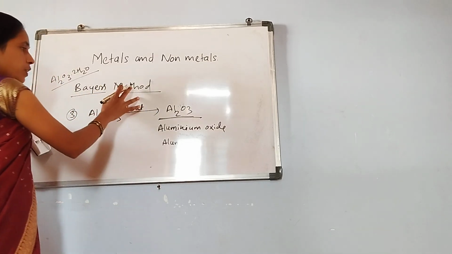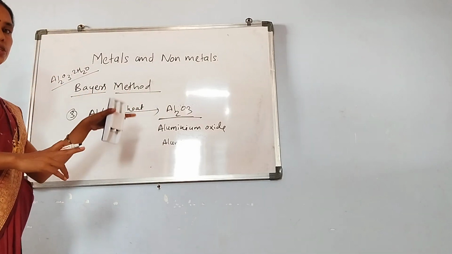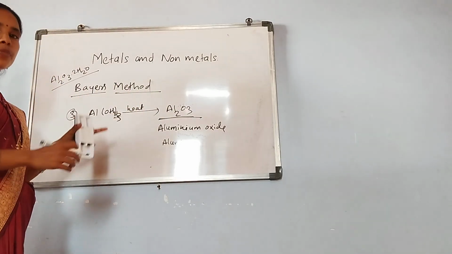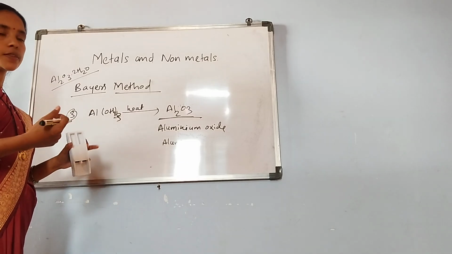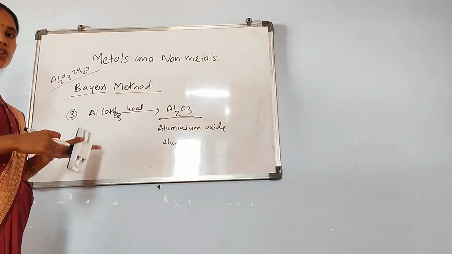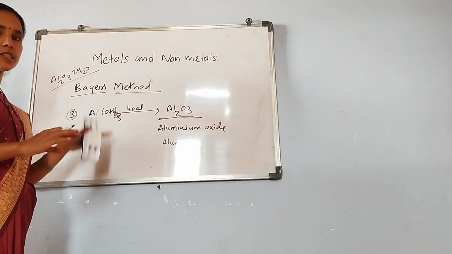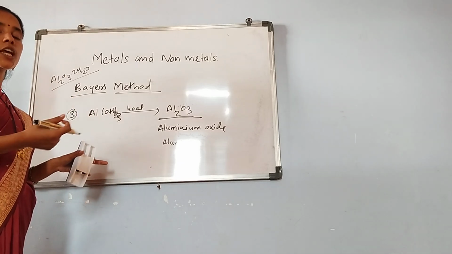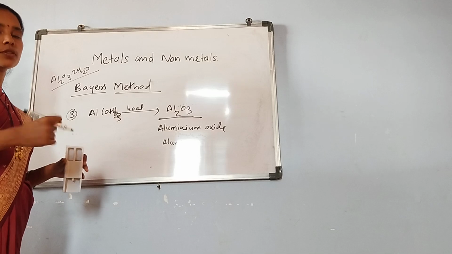So this is the Bayer's method we explained in the chemical separation. In this way we are separating the ore from its impurities. So this is about the concentration of ore. All the four methods we discussed in this. Next I am doing the extraction of metal from its ore. Thank you.